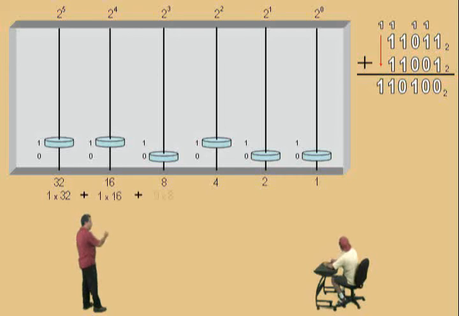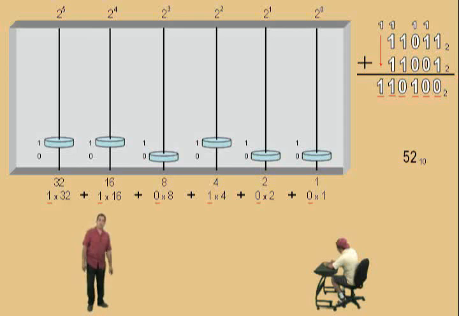1 of those, 0 of those, 1 of those, 0 of those, 0 of those. And if you multiply and add all those up together, you should end up with 52 base 10.